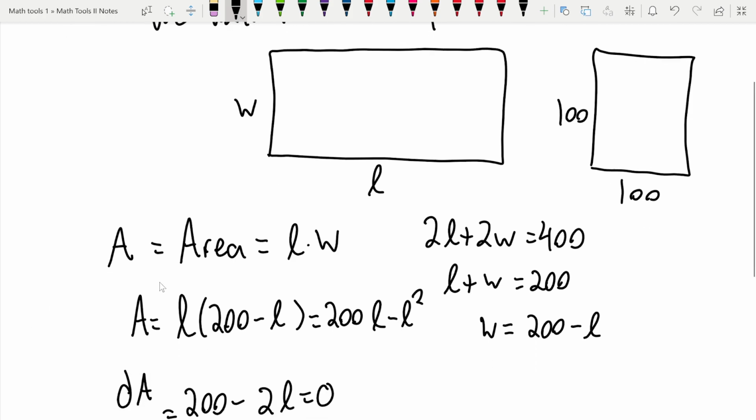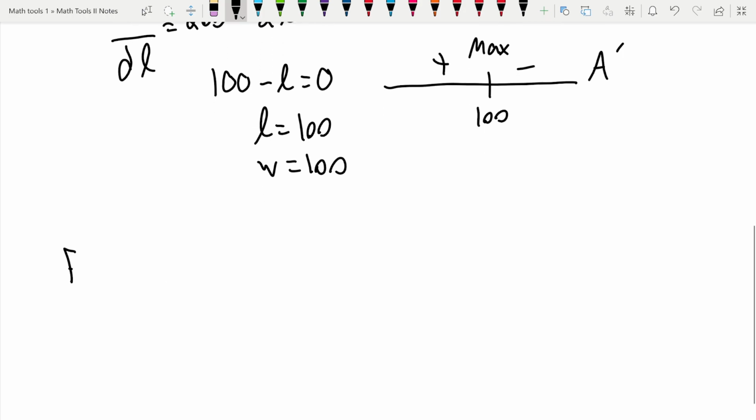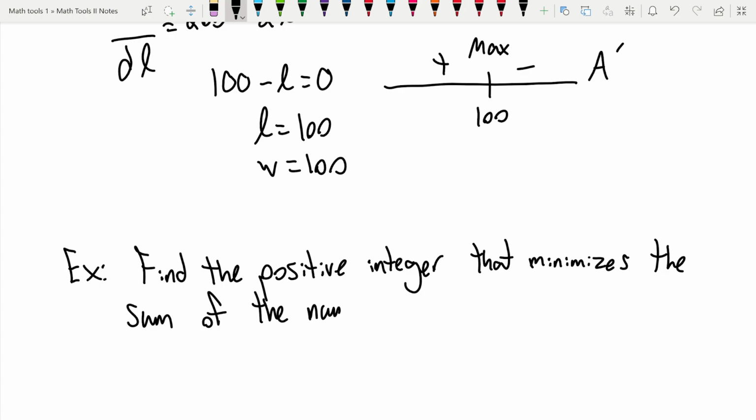Okay. Let's do another example, whole different type of problem here, but same general idea. So this one says find the positive integer that minimizes the sum of the number and its reciprocal.